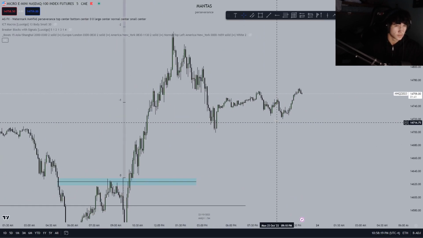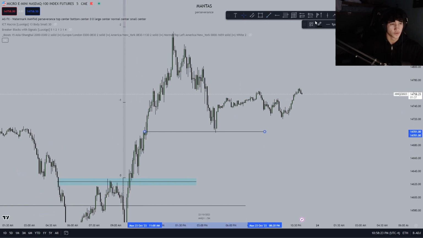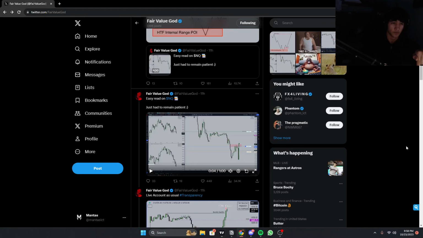Wait, what are you on right now? The 1? Yeah, we're on the 5 minute right now. Okay. Price could have also been supported by this order block right here, but I don't understand why it wasn't respecting these. Maybe it did go into an equilibrium. I'll check that out right now.